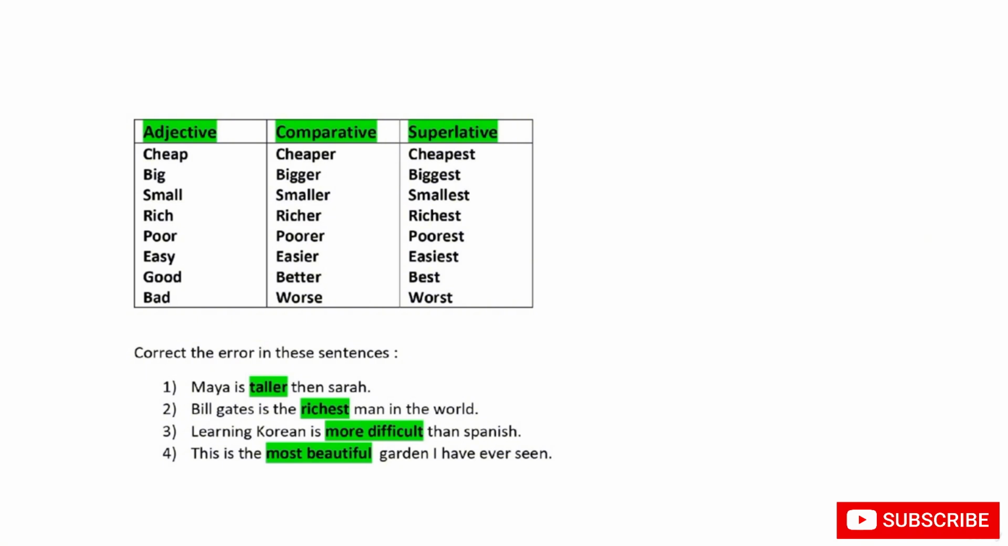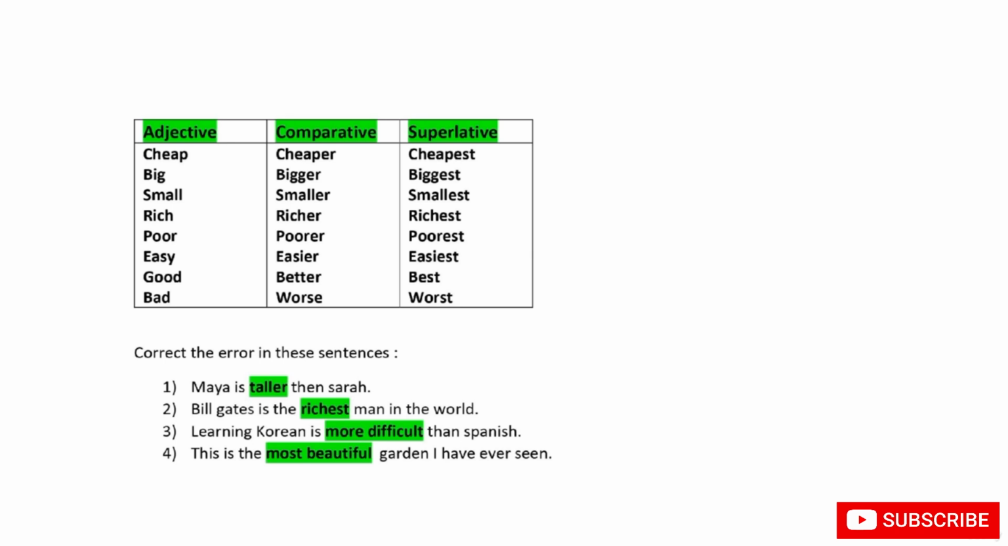So in number 2, we have an EST form, richest, but we also have most. We'll need to remove that. So Bill Gates is the richest man in the world. In number 3, the problem is slightly different because we have less. We cannot say less easier because, again, easier means more easy. So it's like saying less more easy, which makes no sense. A better way to say this would be learning Korean is more difficult than learning Spanish. Instead, you could also say harder, or even learning Korean isn't as easy as learning Spanish.